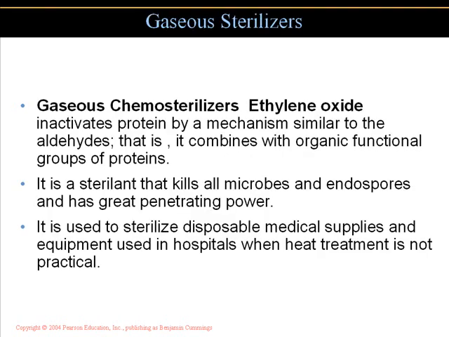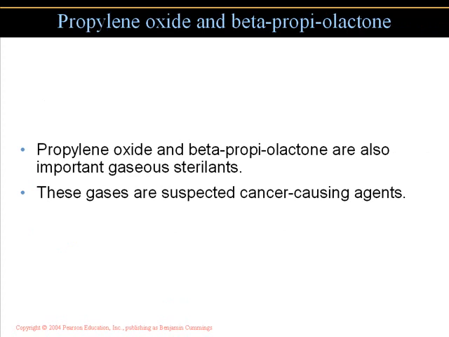Then there are gaseous chemosterilizers, ethylene oxide. They combine with organic functional groups of proteins. It is a sterilant that kills all microbes and endospores and is great for penetrating power. It's used to sterilize disposable medical equipment and equipment used in hospitals when heat treatment is not practical. Remember, disposable equipment typically is made out of plastic, though some is made out of aluminum-based substances, but they may not be able to take the pressure or the heat you use in an autoclave. So this is another option that you have.